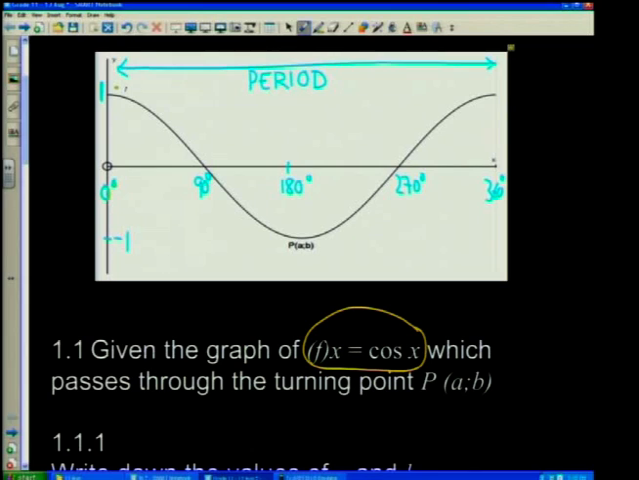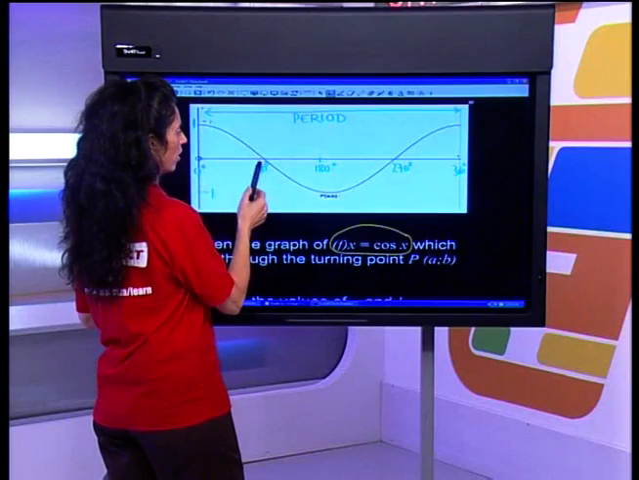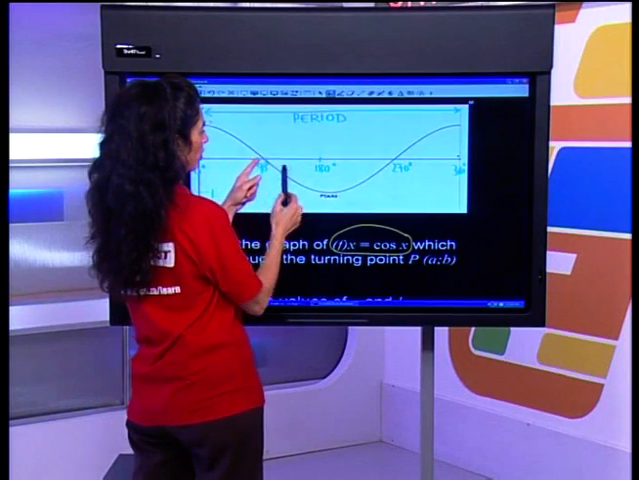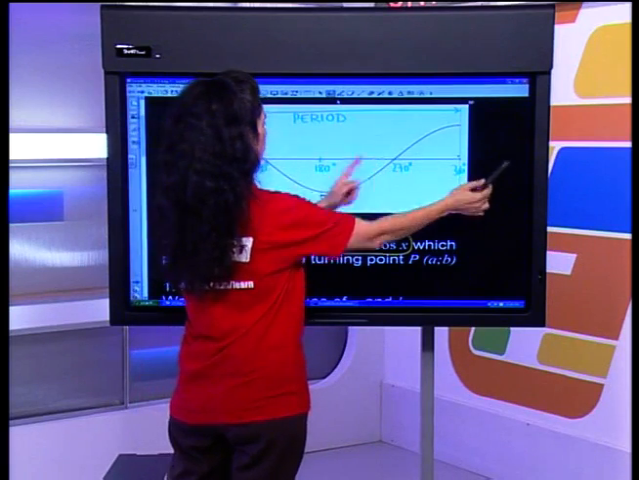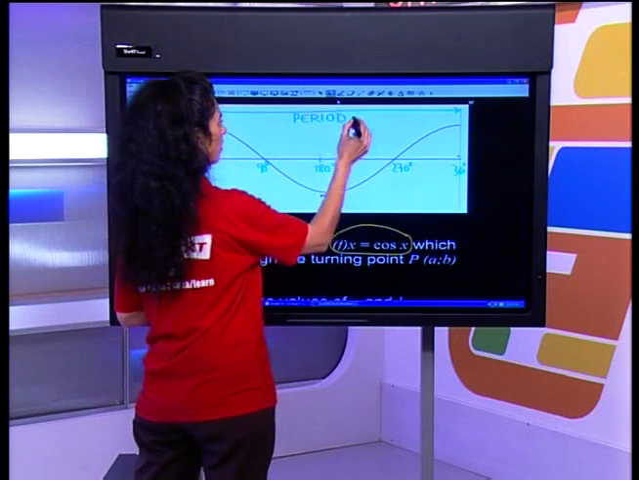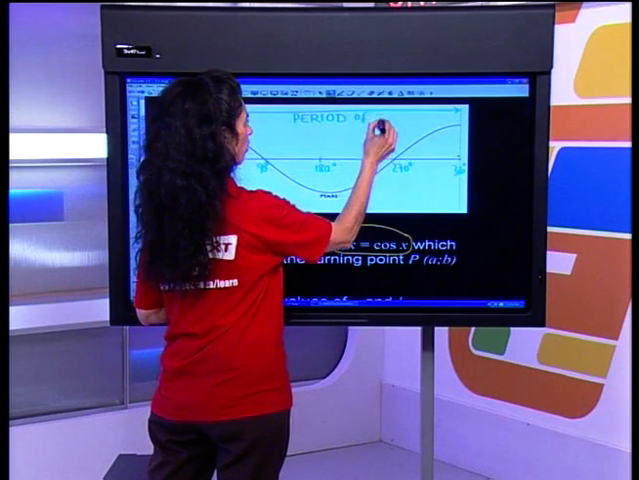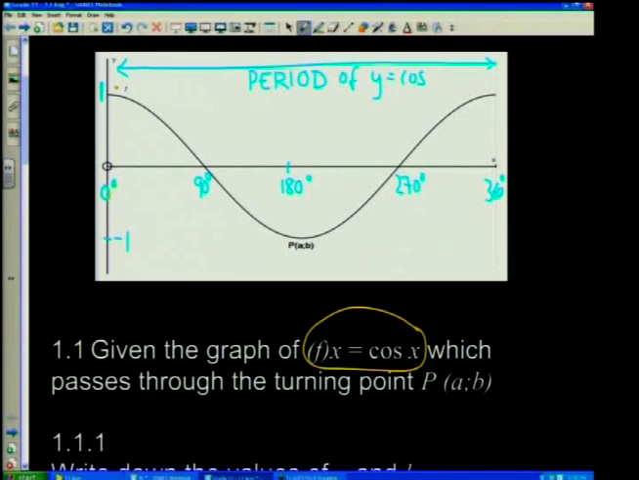So if we started at 0 and we went all the way to the next 0, it would take you, actually a 0 is not a very good idea, but from a -1 to another -1, it would be 360 degrees. The zeros are not periodic over 360 degrees. The zeros are periodic over 180 degrees because it takes 180 degrees for every zero to reappear. So the period of the cos graph of y equals cos x would then be equal to 360 degrees.